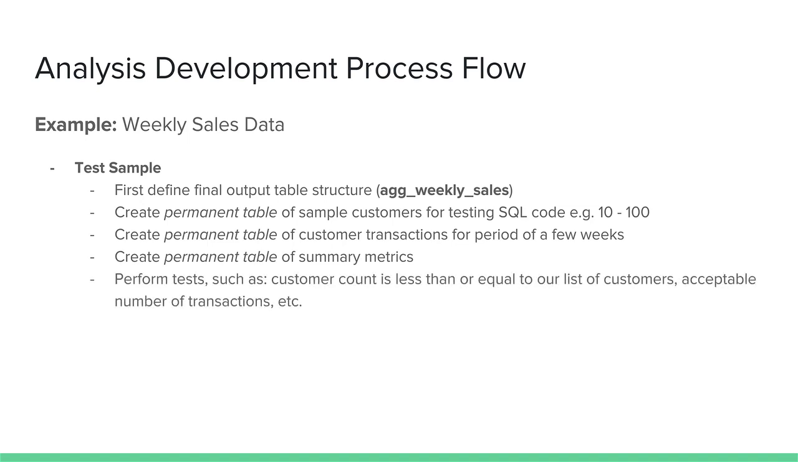Moving on, once I'm satisfied with the intermediary steps, I can then finally perform a query and output the required weekly sales summary into the table I initially created, aggregate weekly sales. I can then move on to the next stage, which is to run my queries against a full set of data. Ramping up my query, I identify that on any given week, our company is processing over 1 million customers with in excess of 10 million transactions.